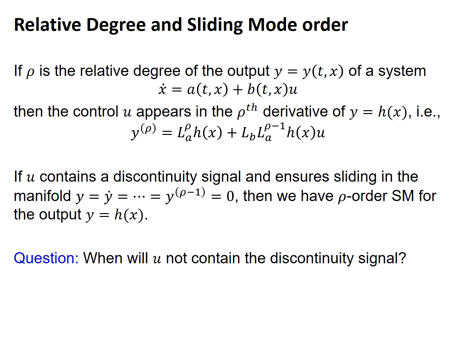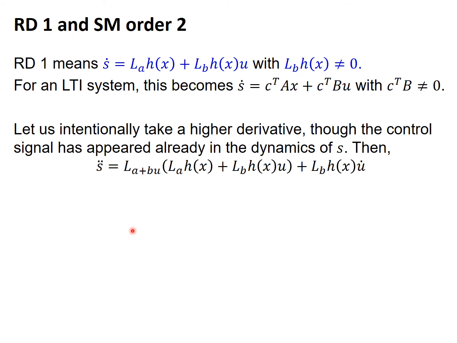Let us see this situation where we have relative degree 1 and sliding mode order 2. Now how can this happen? Relative degree 1 and sliding mode order 2. Relative degree 1 means S dot will contain the control input u, and this is the expression: S dot equals L_A h(x) plus L_B h(x) u in Lie derivative form, and L_B h(x) is not equal to 0.